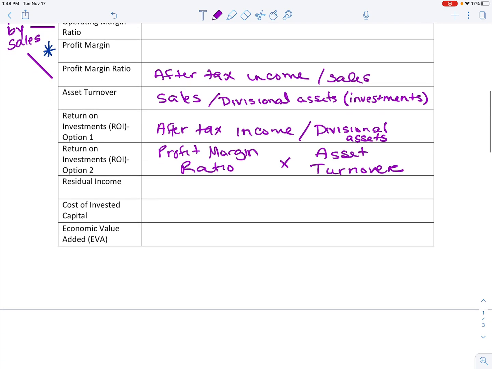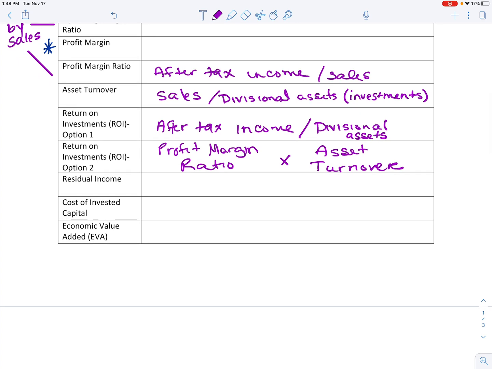The other part we're going to go through is residual income. Residual income is your after-tax income, and that's going to be subtracted by your cost of capital, which is usually a percentage, times your divisional assets.